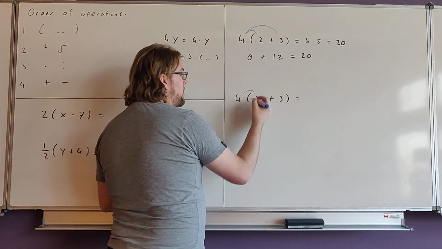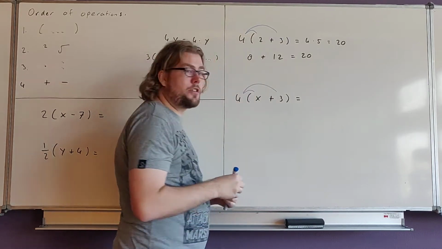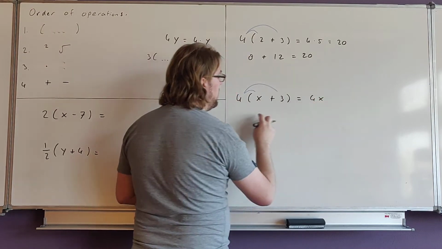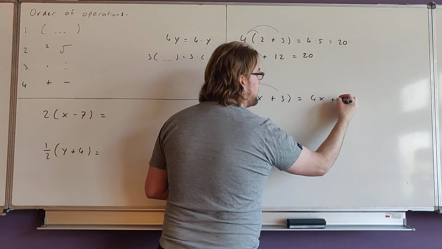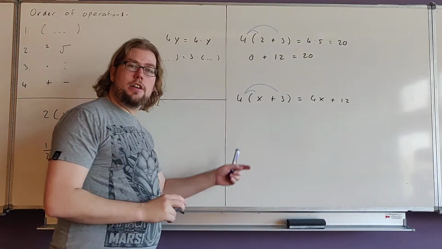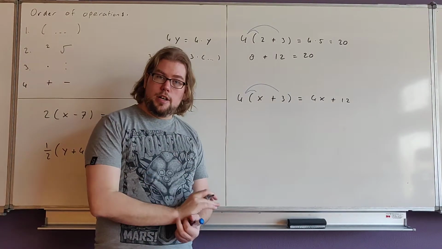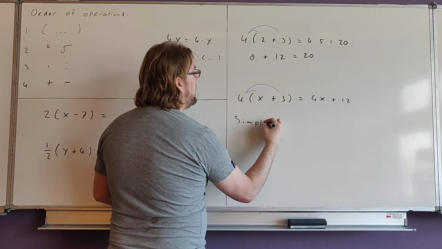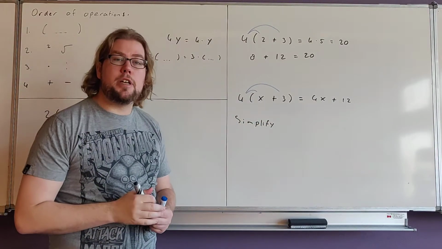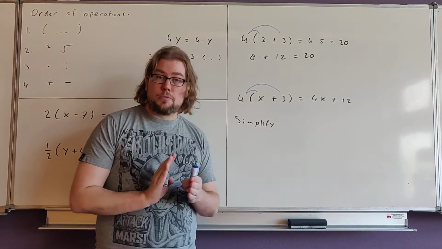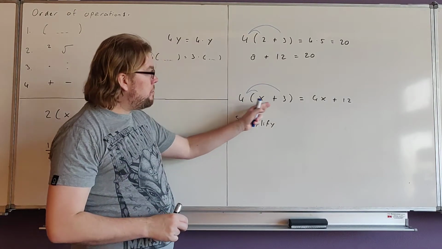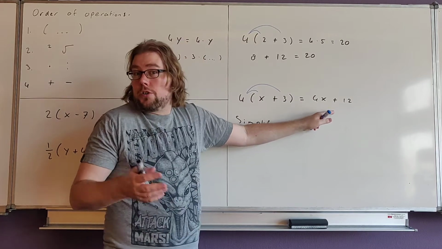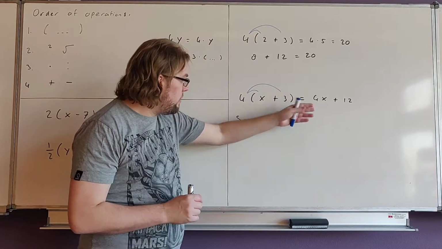So that's actually something we can do here. We're going to do 4 times x and 4 times 3. So 4 times x is 4x, and 4 times 3 is 12. So this is how you work out those brackets. All of these questions use the word simplify. Simplify means make easier or make smaller. So if you have something with brackets and something without brackets, the thing without brackets is called easier or smaller, because there are no brackets there.